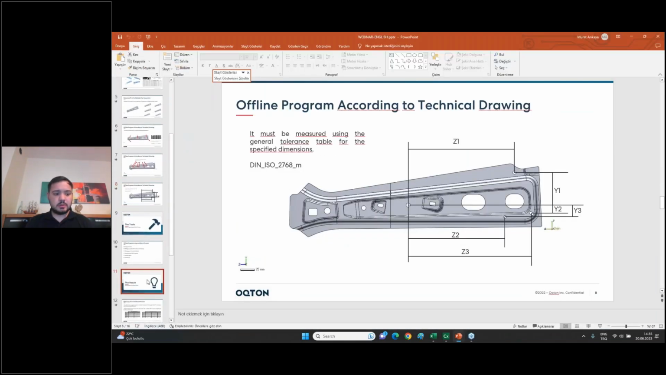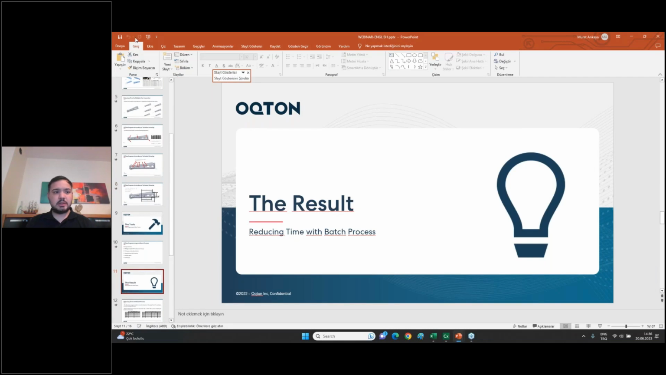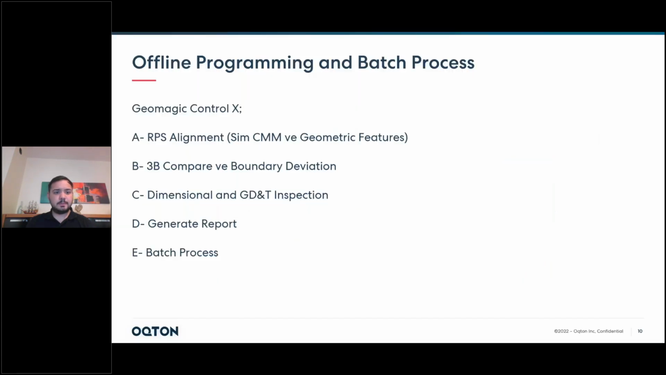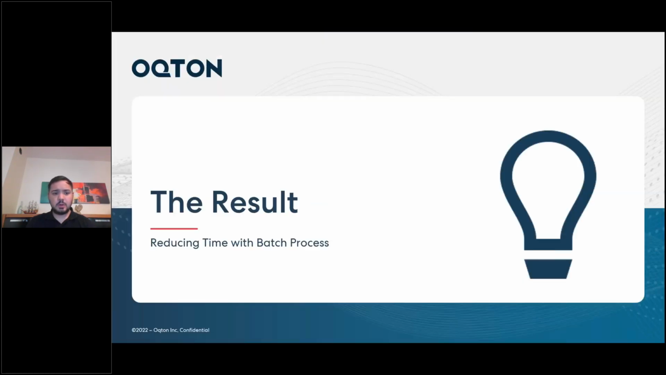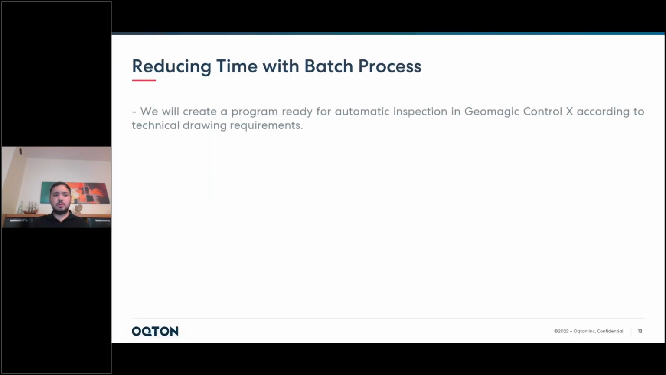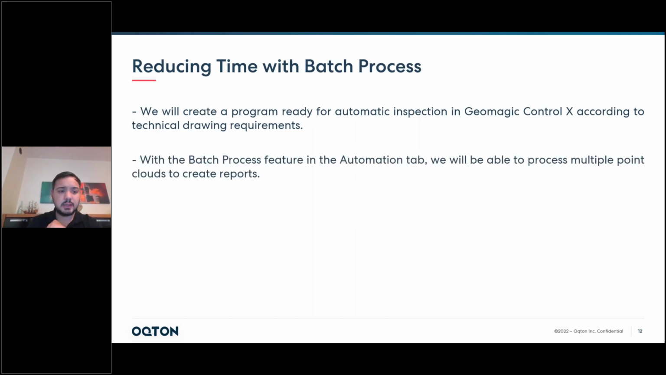So we created the offline program, but we need to reduce the time now. As we can see, we created a program ready for the automatic inspection in Control X according to our technical drawing. But now we need to inspect also this part, like part difference.